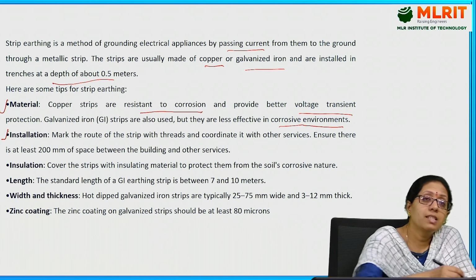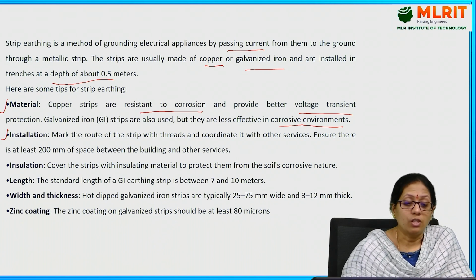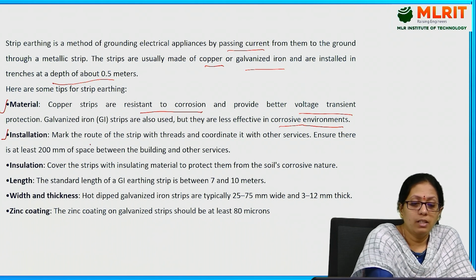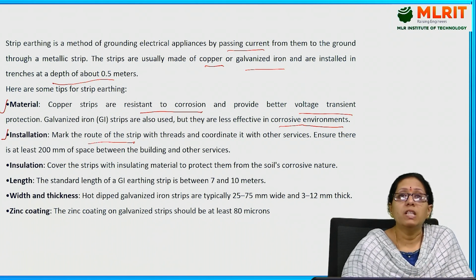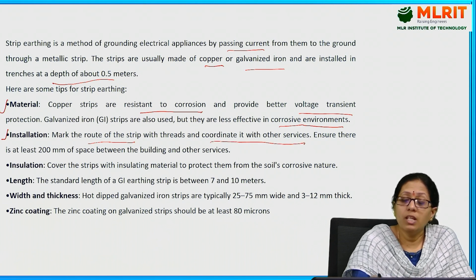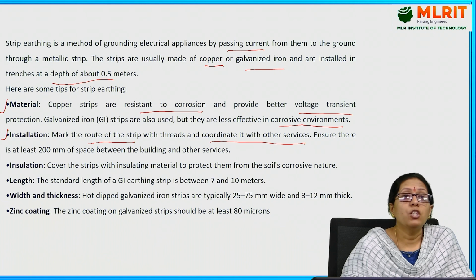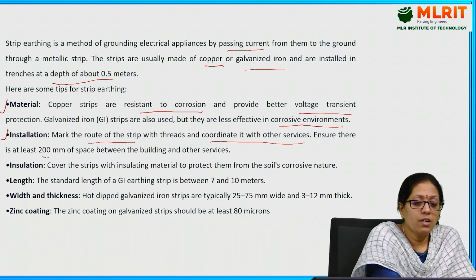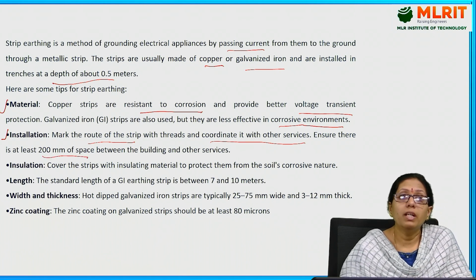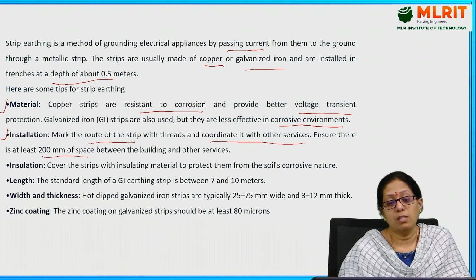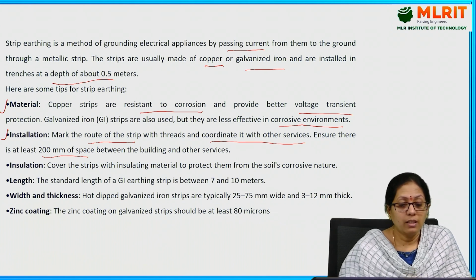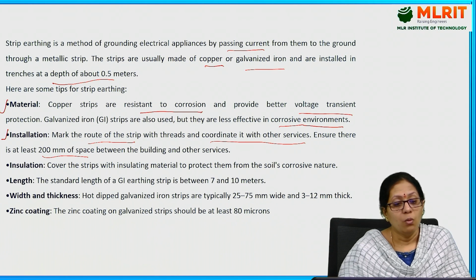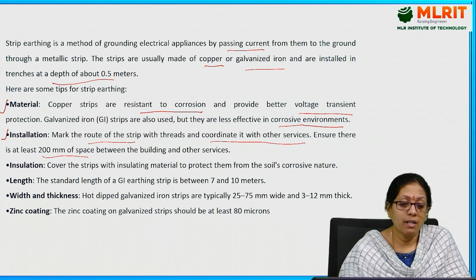So the second one is installation. Here, mark the route of the strips with threads and coordinate it with other services also. Ensure there is a minimum gap of 200 mm between the building and other services. Means the earthing system should be placed in an area where a gap of minimum 200 mm should be there from the building.